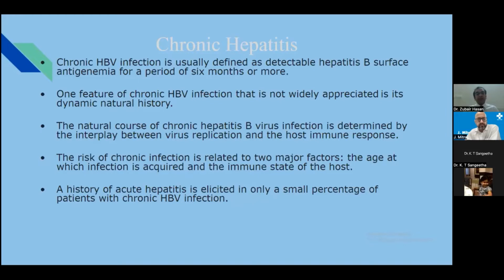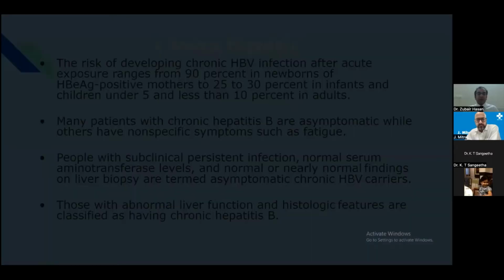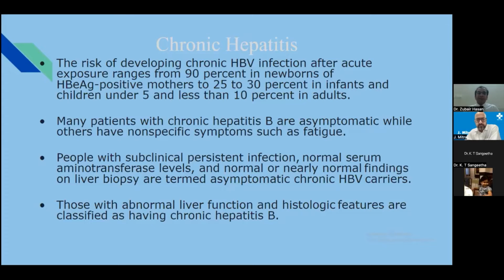So as I told my colleague, many of them may not have an acute hepatitis history, but they will just be HBsAg positive, and it will be very surprising to know that. So let's just see some statistics. The risk of developing chronic HBV infection after acute exposure is about 90% in newborns of HBe antigen positive mothers and 25 to 30% in infants and children under 5, and less than 10% in adults.